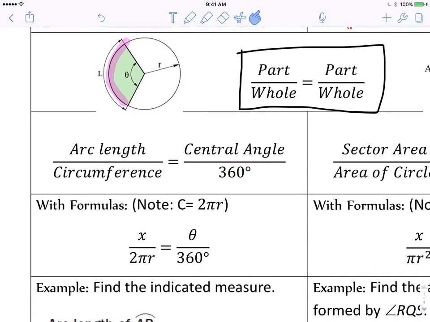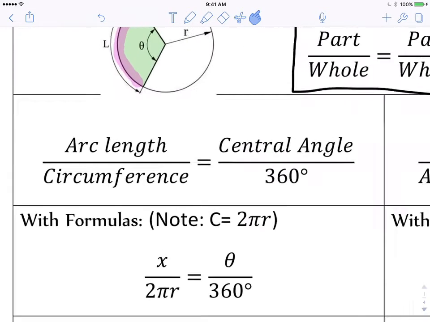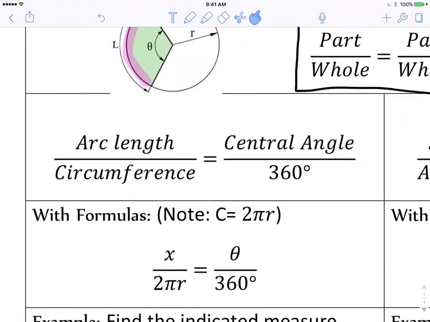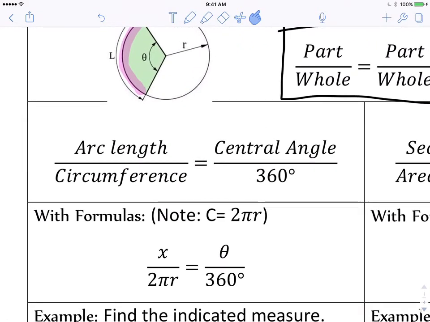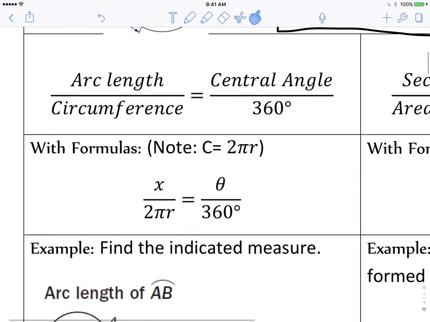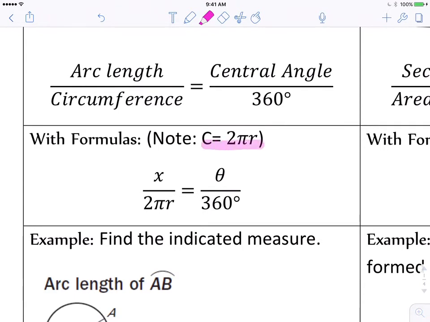For arc length, we're going to compare part of that length to the whole, so that's the first part, arc length over circumference, and that should be proportional to that part of 360, so the central angle over 360 degrees. Whenever we're given a radius, we will use the circumference formula, 2 pi r. You also can jot in right now that if we're given a diameter, then the circumference is equal to just pi times diameter.